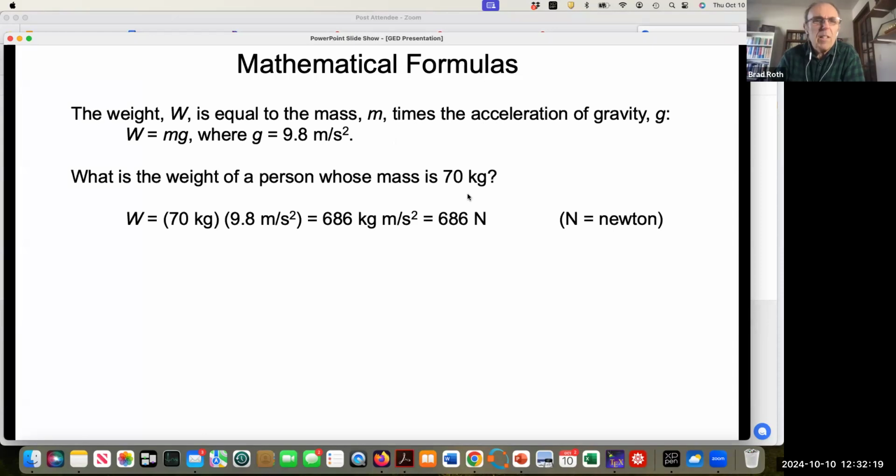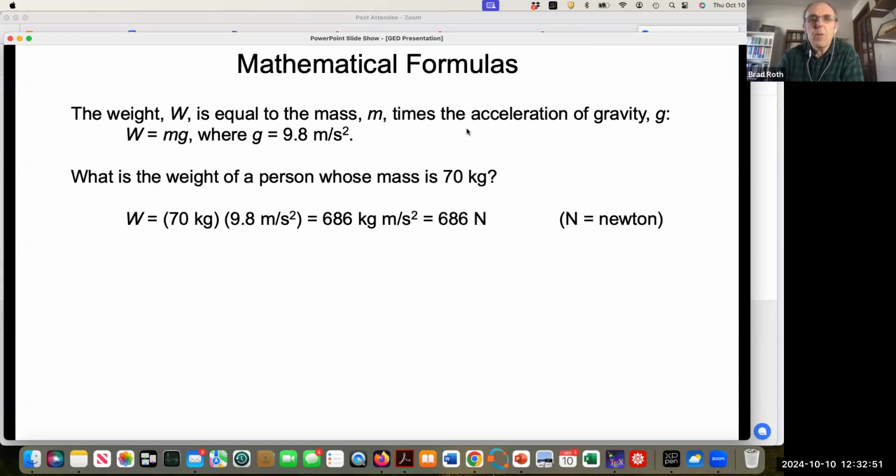Now, the test wouldn't ask you to know W equals mg, even though that's a pretty easy equation to have. It definitely wouldn't ask you to memorize what the acceleration of gravity is. But if they give you the formula, you should be able to interpret it and do some calculations with it. If they have mg, that usually implies there's multiplication. Unless there's a plus sign or something, you should assume multiplication if it's just two variables next to each other.